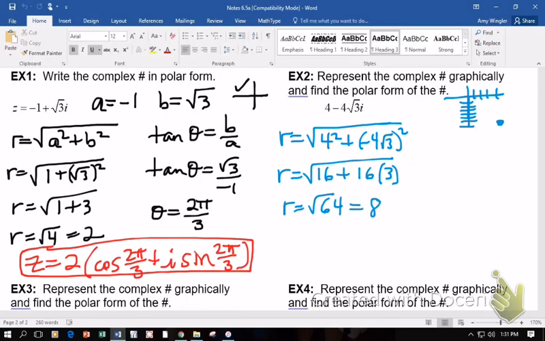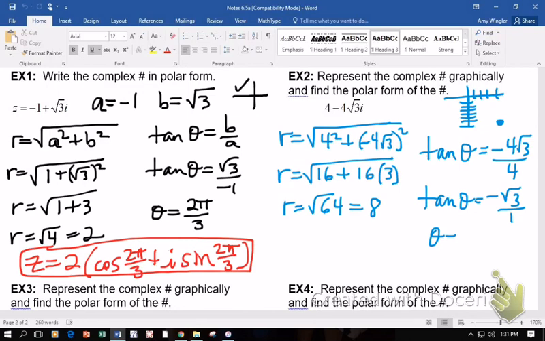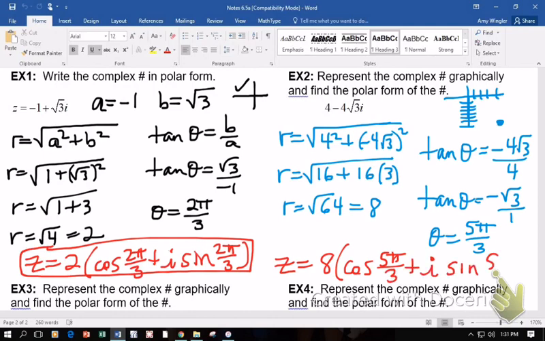which is 8. And then the tangent of theta equals b, which is negative 4 radical 3 over a, which is 4. And that reduces to negative radical 3 over 1. So in quadrant 4, your y value is negative radical 3 over 2, and the x value is 1/2 at 5/3 pi. So then you take each one of those and you plug it into the polar form, which is z equals r times the quantity of the cosine of theta plus I times the sine of theta.